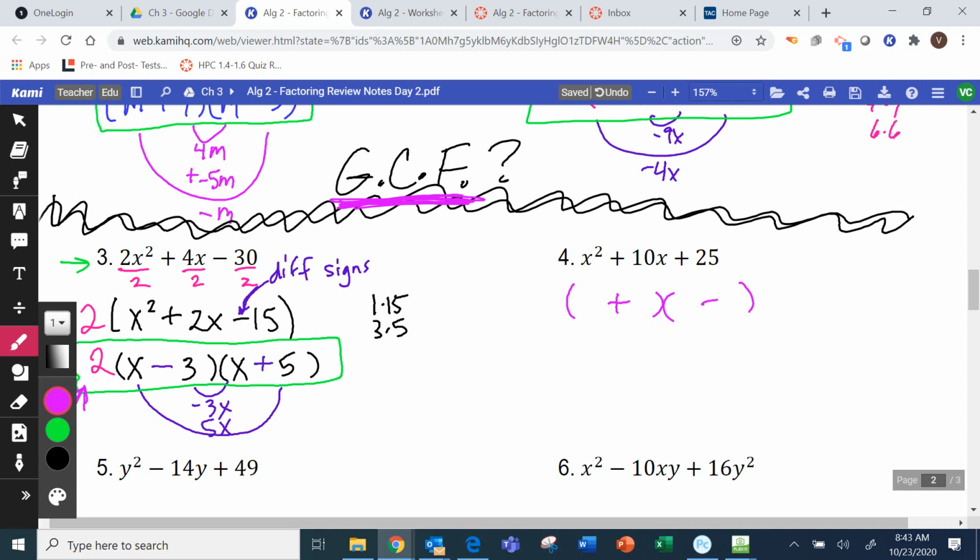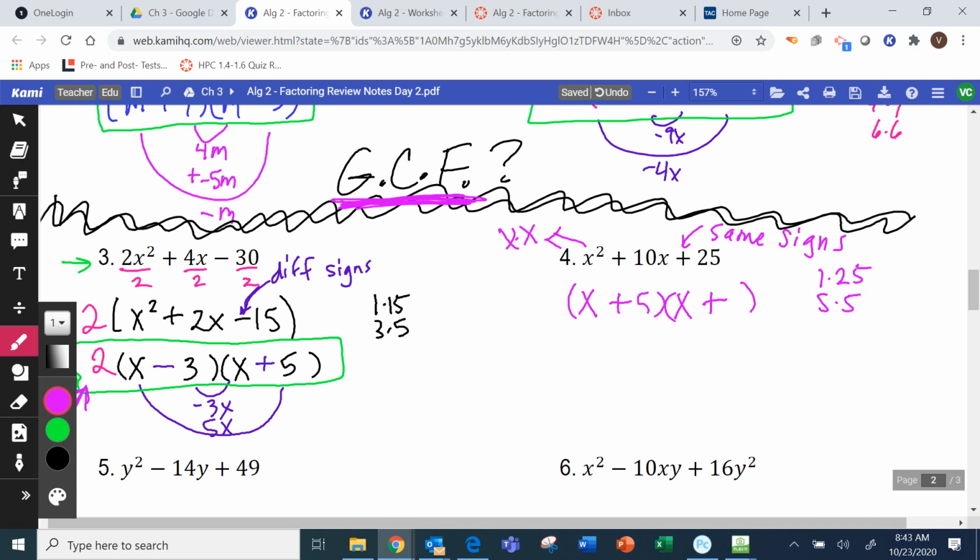Both positive, so same signs. These are both x's, so x and x. My choices for 25 are 1 and 25, or 5 times 5. What do you think we should use to give us a 10? 5 and 5? I am going to check it because occasionally there isn't an answer at all. Could be prime, or I just make silly mistakes. So I'm going to check it just in case.